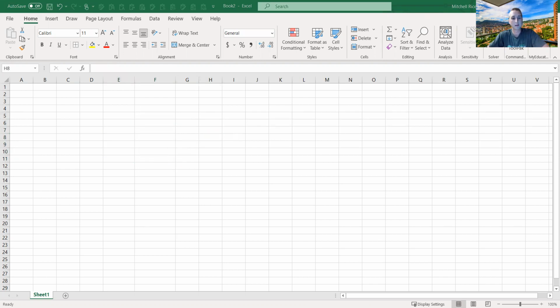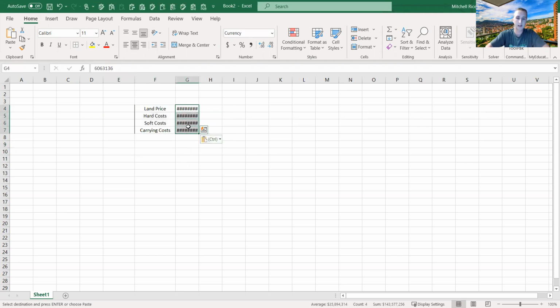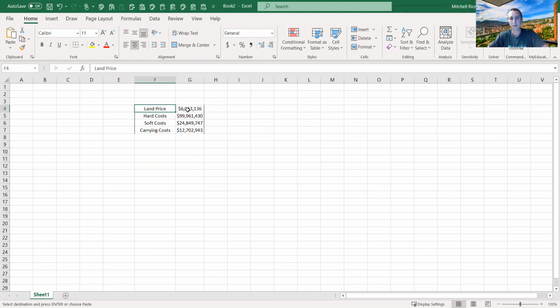So I'm going to drop in something that I worked on recently. I just did a case competition, and the land we were looking at, we were going to do some student housing, an office building, restaurant, and some townhomes. So we were assuming our total hard cost would be about 99 million. Soft costs, so this is your architect, building permits, legal, anything that doesn't include the hard cost of building the building, would be about 24 million, carrying cost 12 million.